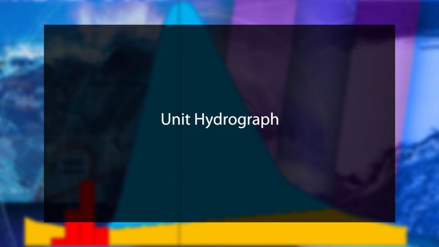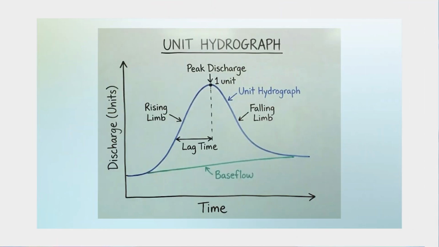The fourth type of hydrograph is the unit hydrograph. A unit hydrograph illustrates the discharge resulting from a unit of effective rainfall, which can be 1 mm or 1 inch, spread uniformly over a watershed. The unit hydrograph is used in hydrological modeling to estimate runoff for various rainfall intensities and durations.